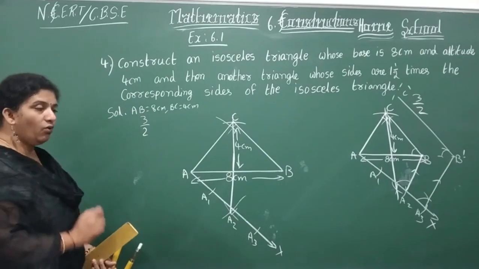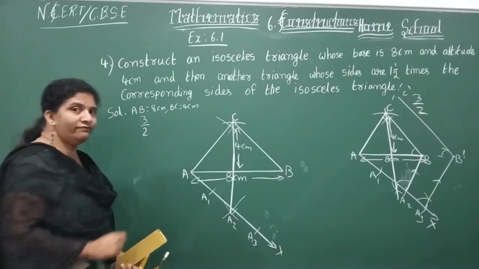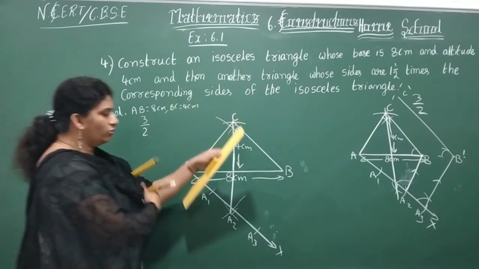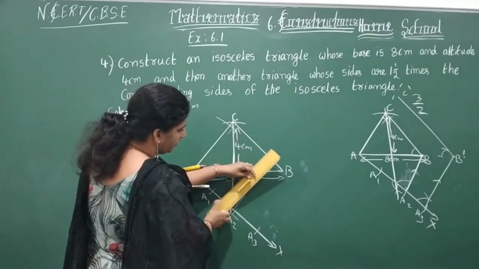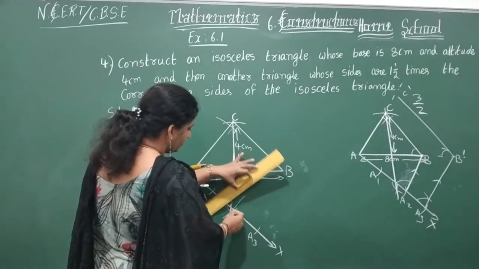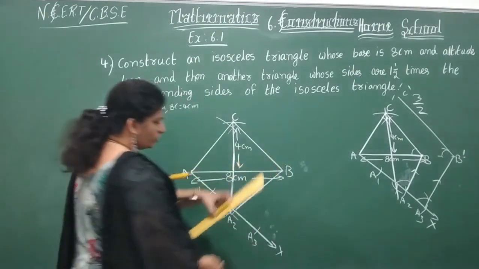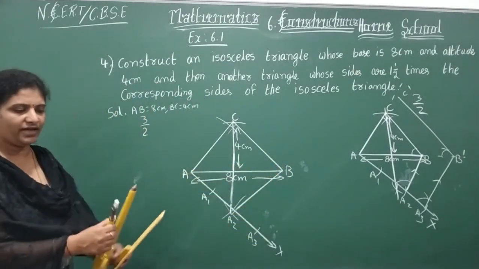Okay. Now what you need to do here, children? Denominator, what do you have? 2. From A2. Where is A2 here? If you want, you can erase this bisector after doing that. From A2, join. Now again, same manner.